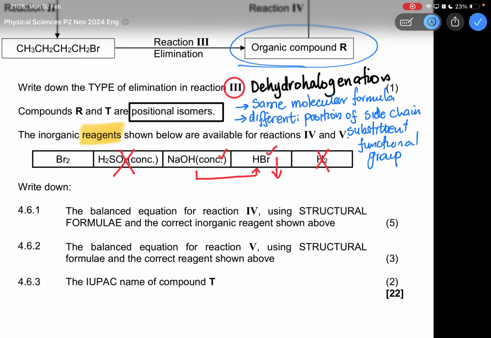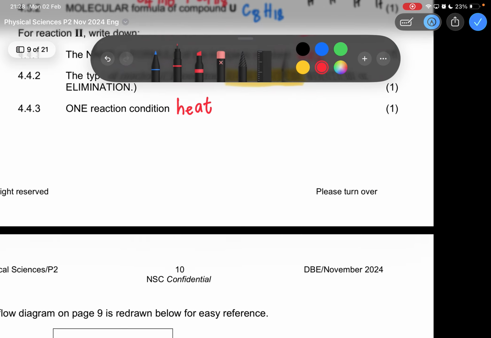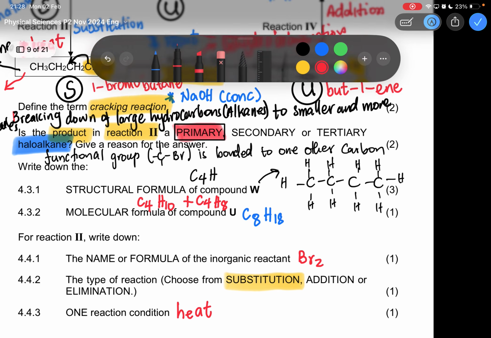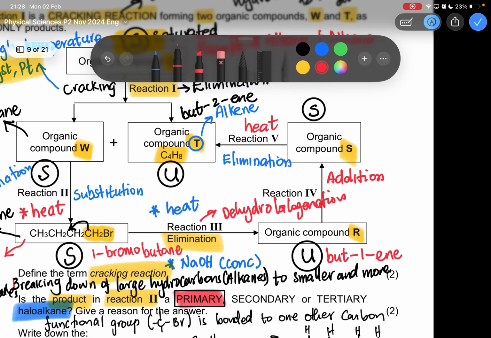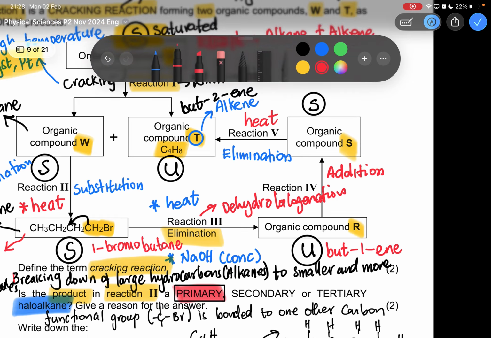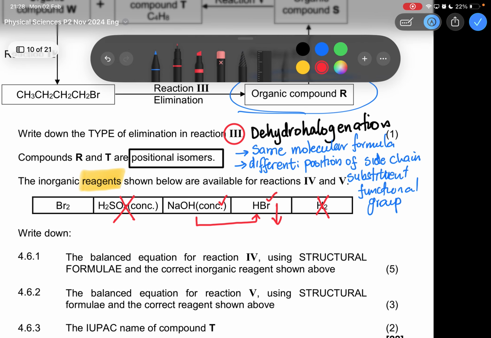Br2, we have used it here for substitution purposes. But reaction 4 and reaction 5 are addition and elimination. Whatever we have added here, we must eliminate. And to eliminate, we need concentrated base. So we must add something that is in the table, or eliminate it using the conditions that are in the table.